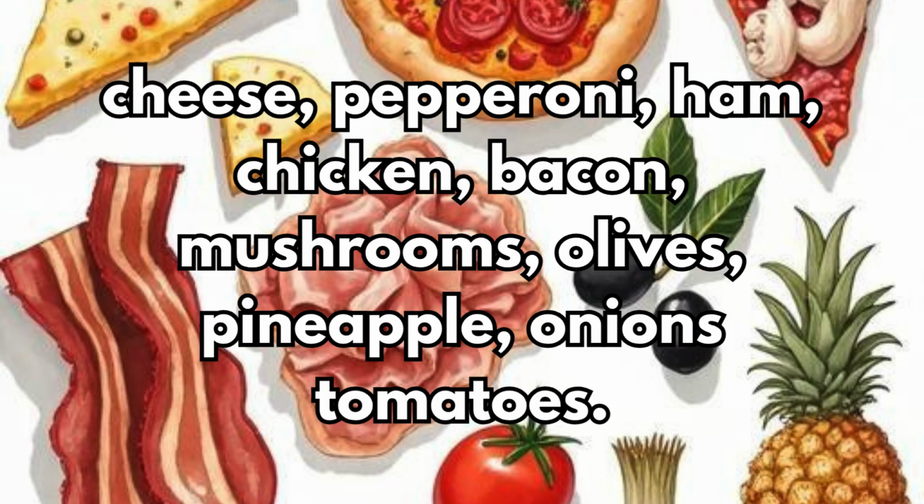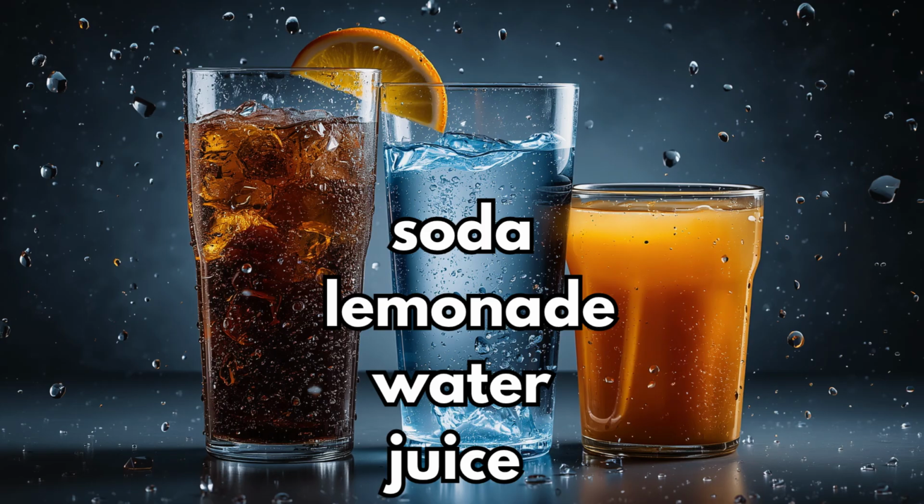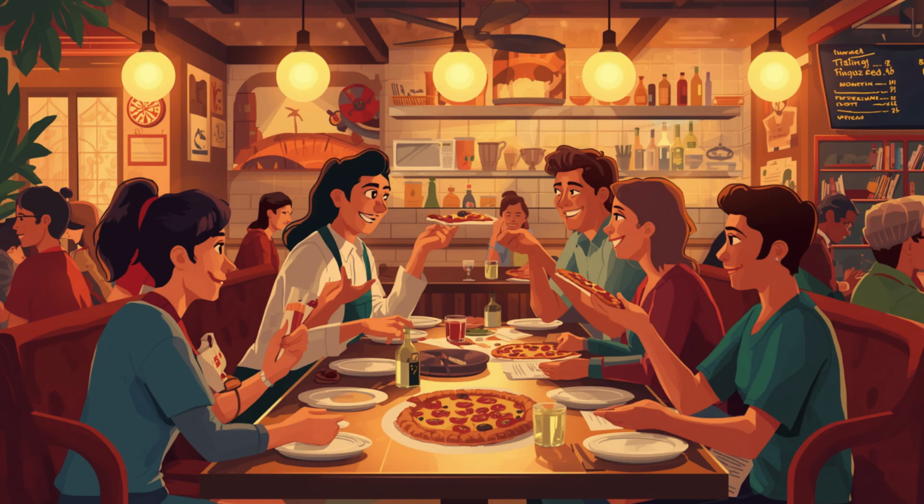You can order a pizza with very different toppings. Some of the more common ones are cheese, pepperoni, ham, chicken, bacon, mushrooms, olives, pineapple, onions, and tomatoes. If you want a drink, common options would be a soda or a lemonade, water, or juice. Now that you're familiar with the vocabulary, let's listen to a conversation.